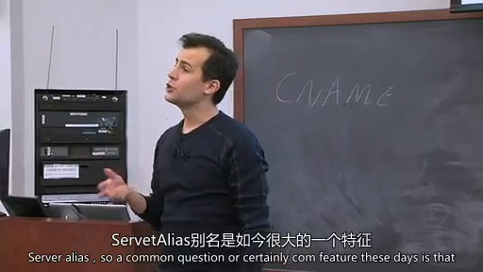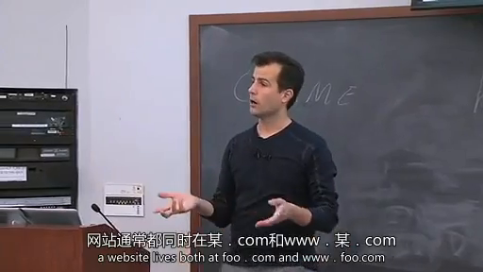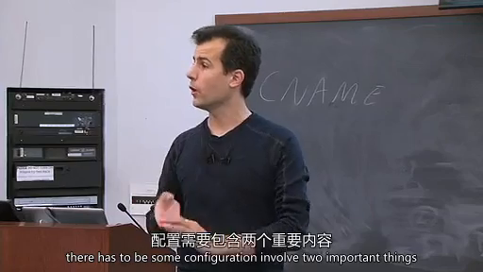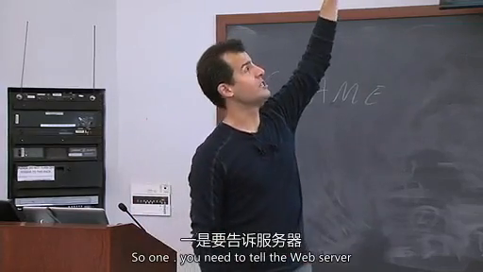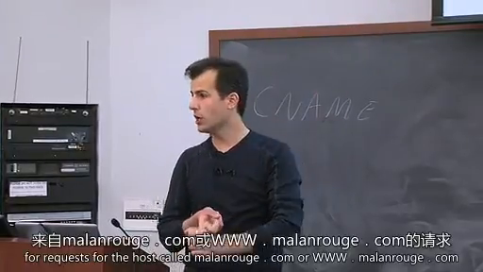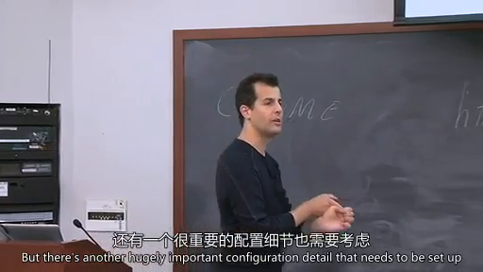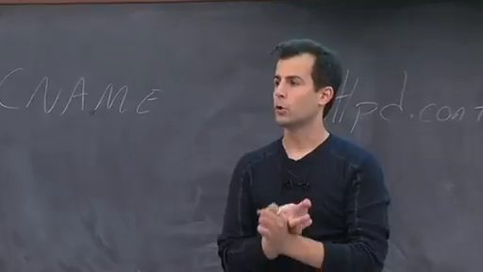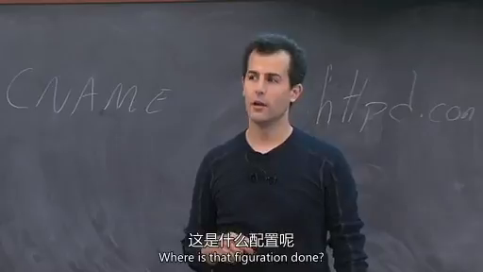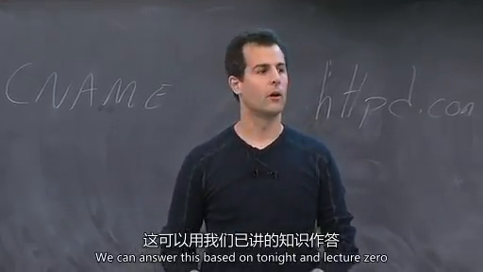So server alias. A common question, or certainly common feature these days, is that a website lives both at foo.com and www.foo.com. That doesn't just magically work. There has to be some configuration involved. Two important things. One, you need to tell the web server that it should be listening for requests for the host called MalinRouge.com or www.MalinRouge.com. But there's another hugely important configuration detail that needs to be set up for two different names to map to the same server. Where is that configuration done? You can answer this based on tonight and lecture 0.